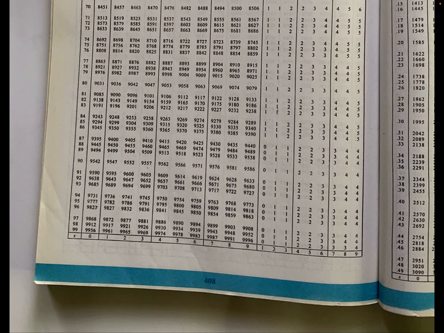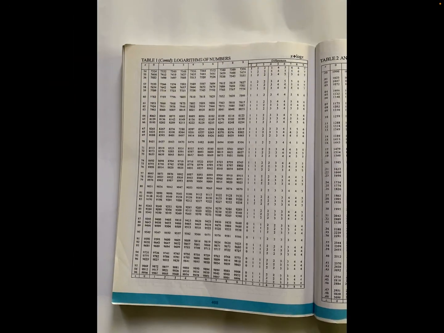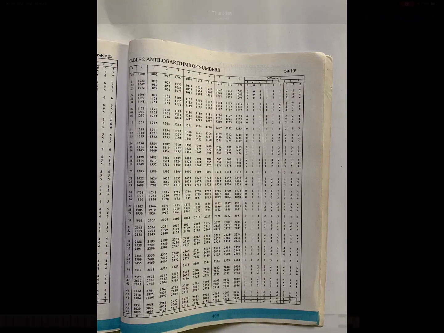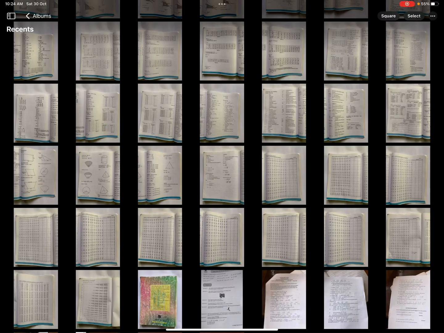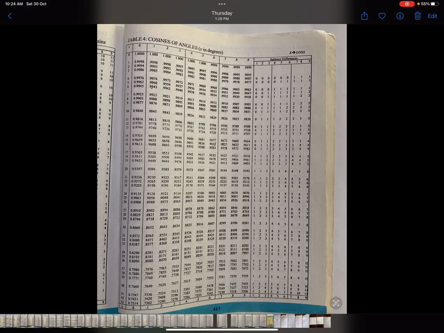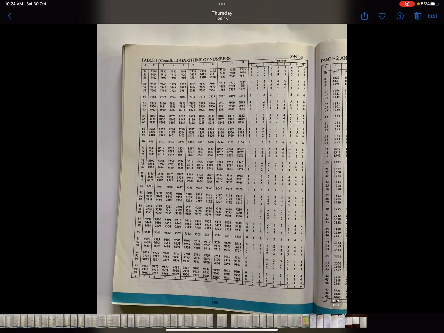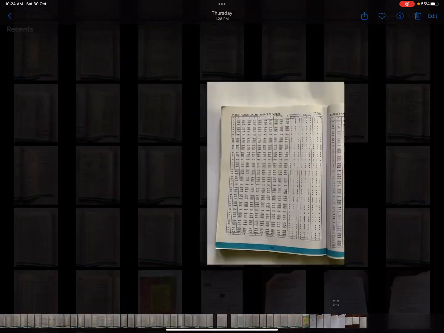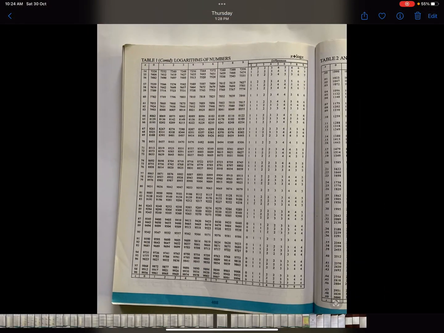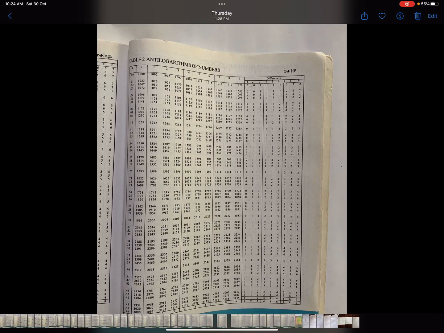So now you find the anti-log. Yes, that is 0.464. This one will come later. 64. Beautiful. Okay, 64. Table of logarithms is here. Anti-logarithms. Yes, sir. Logarithms. Anti-logarithms here. 64.